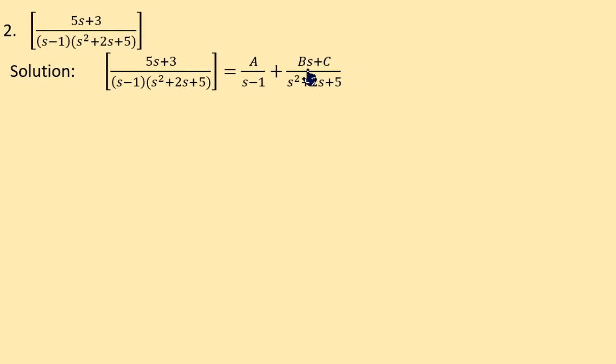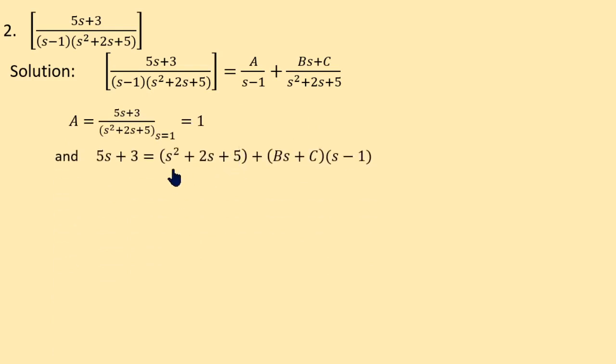But to find bs plus c, multiply throughout by (s minus 1) into (s square plus 2s plus 5). Here a into (s square plus 2s plus 5) plus (bs plus c) into (s minus 1). Now the coefficient of s square is, here a is 1, coefficient of s square is 1 plus b into s, b s square. 1 plus b equal to, left hand side there is no s square, therefore it is 0, and hence b is minus a means 1, minus 1.